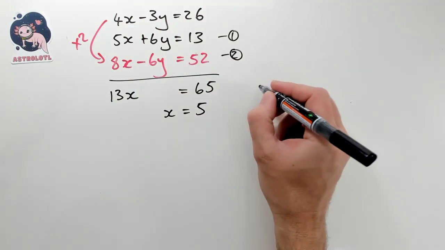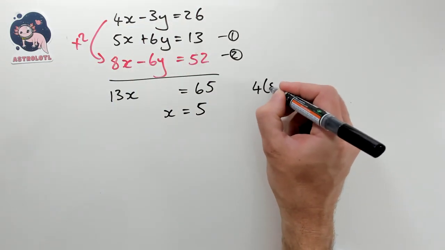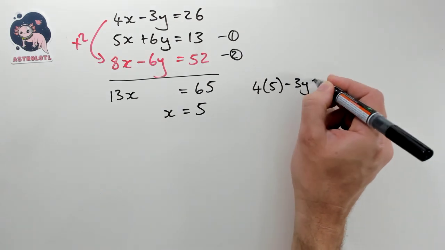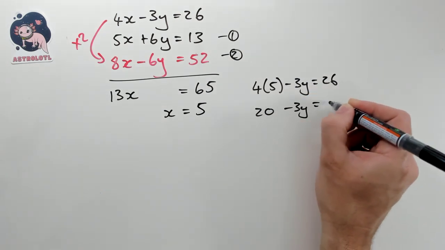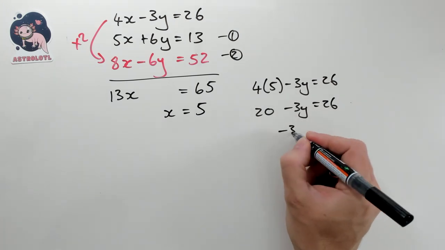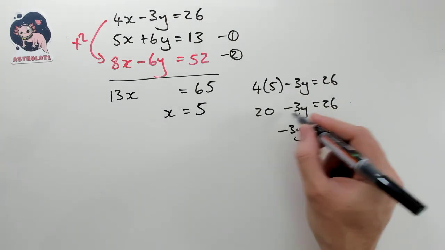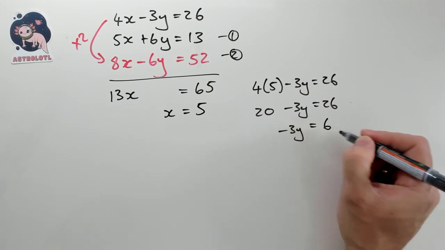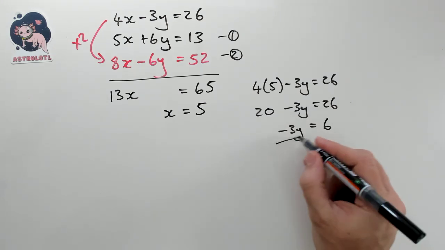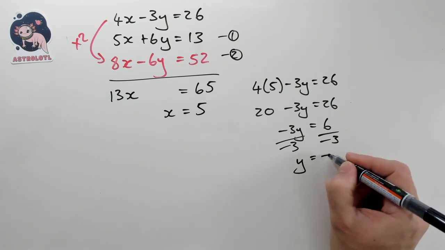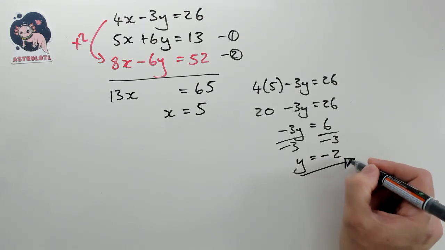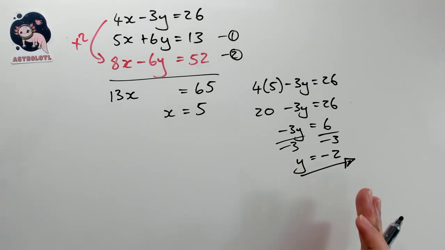Now I can sub it anywhere. Let's just do the top one. So I'm going to say 4 times 5 minus 3y is 26, and that's 20 minus 3y is 26. Then negative 3y is going to be 6, and dividing by negative 3 on both sides, y should be negative 2. I didn't check the memo, but I'm sure this is going to be fine. If it's not, write it in the comments.